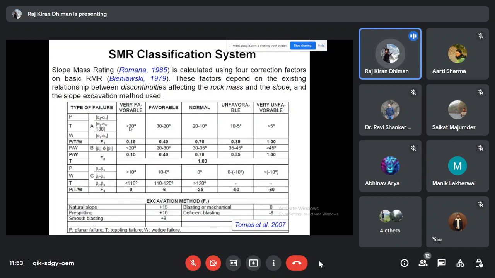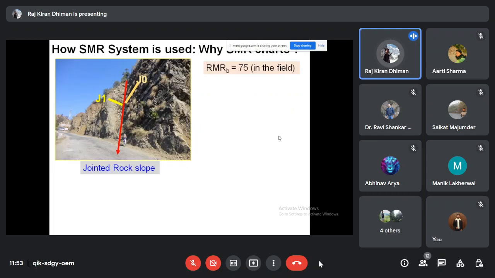Okay, so this is class 1, and if I go to very unfavorable, it means that the slope has very high chances of planar, wedge, or toppling failure. So I hope this is clear up to this point, and I will now explain how we go to the field and how we collect this SMR. First we have to collect the joint data and then apply these factors. So I will quickly start.